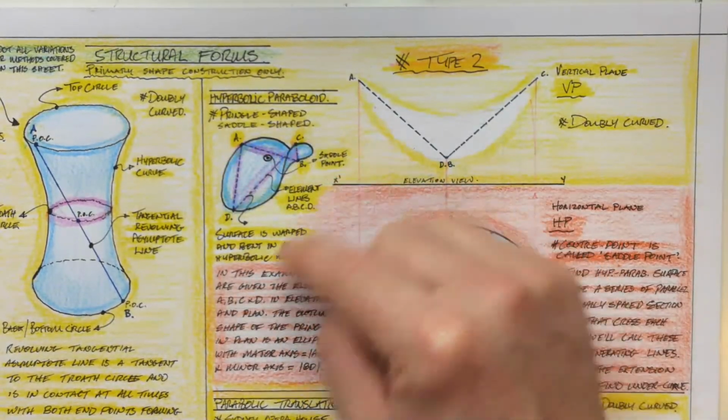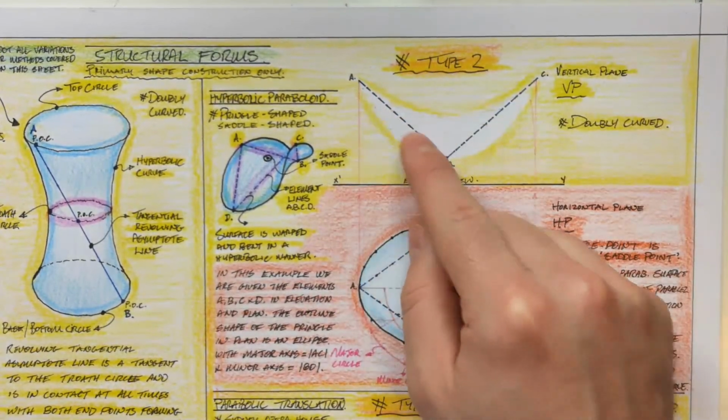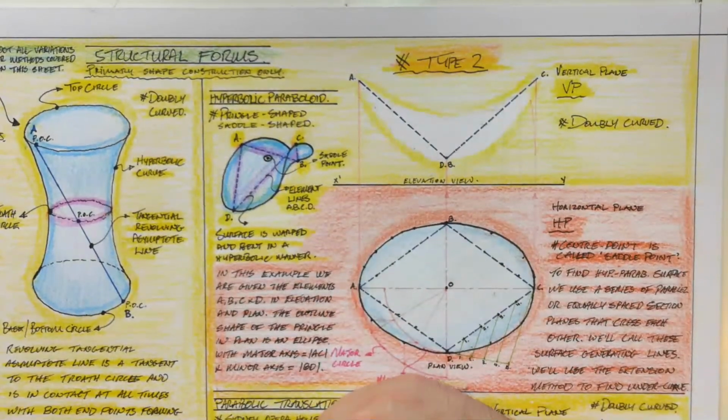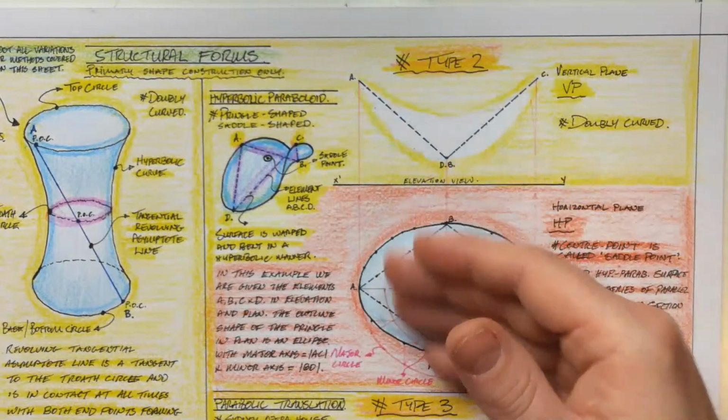And these lines here are called element lines. You'll see them in an exam question. They're given as a dashed line. They're actually called element lines, and these elements are what we form this shape around.